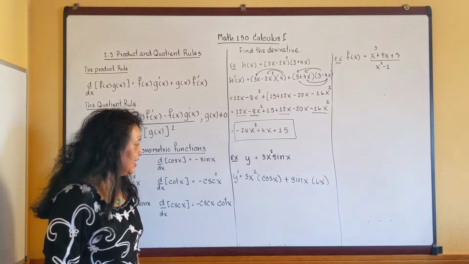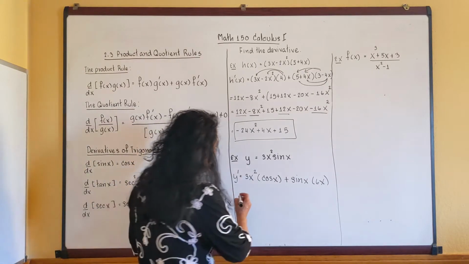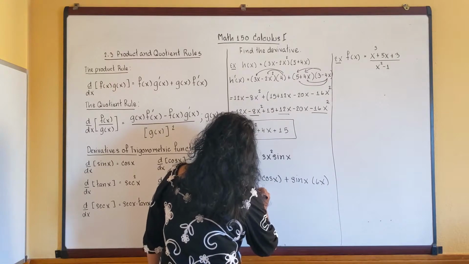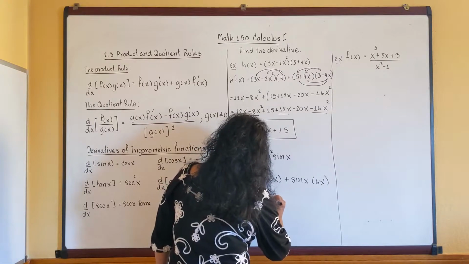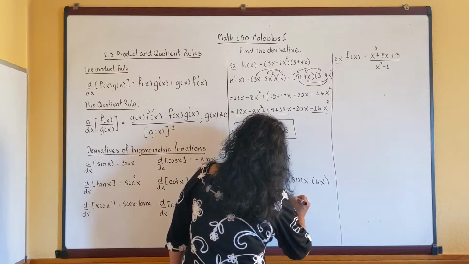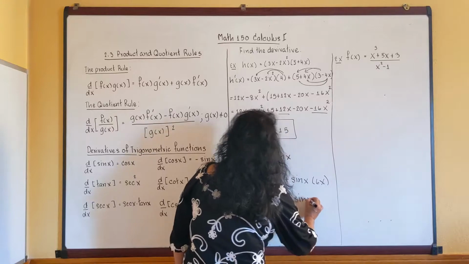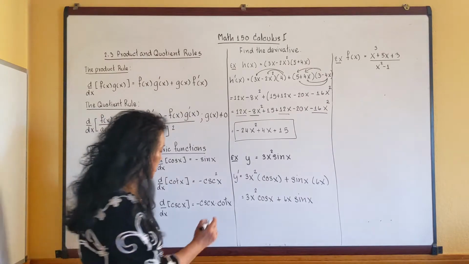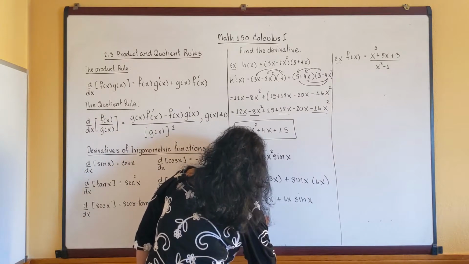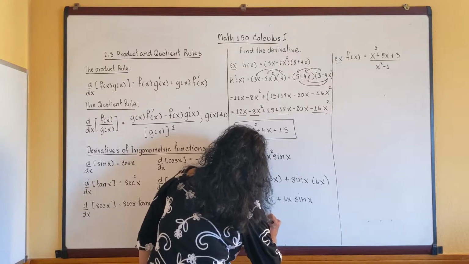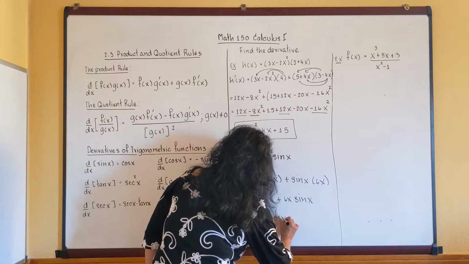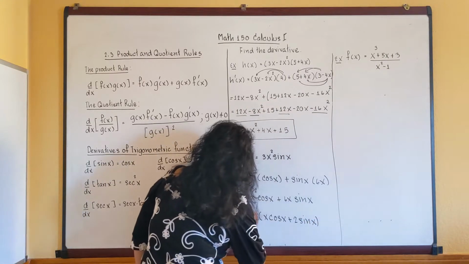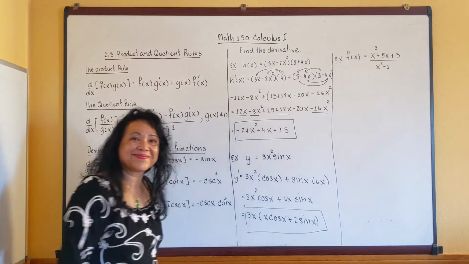Alright, from here let me rewrite a little bit. So 3x squared cosine of x plus 6x sine of x. Now I'm going to factor out the 3x. I'm left with x cosine of x plus 2 sine of x.